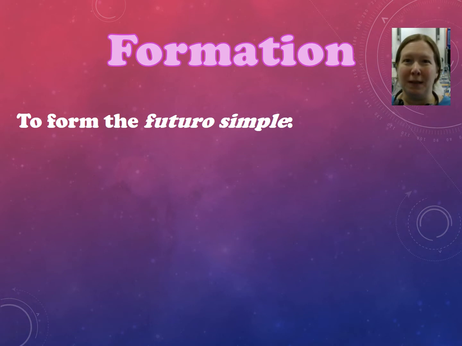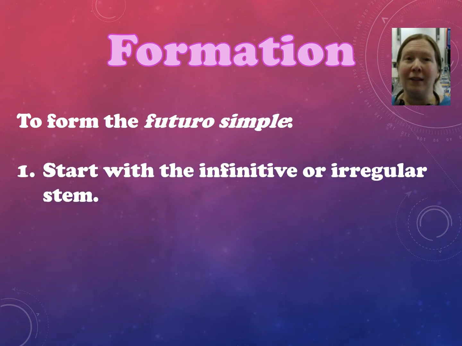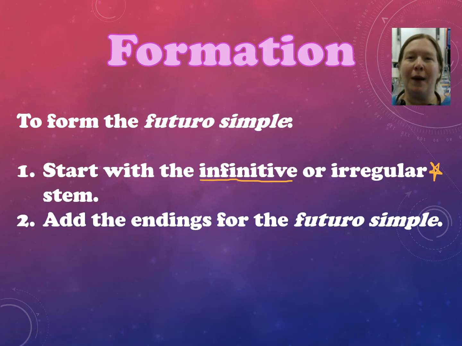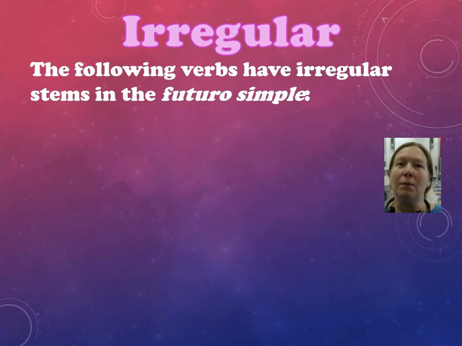To form the futuro simple, you're going to start with either the infinitive or the irregular stem. Most of the time, you're going to start with the infinitive, but there are a few times where you might start with the irregular stem. And then you are going to add the endings, and there is a different set of endings for the futuro simple. So again, most of the time you're just going to start with the infinitive. Don't take anything off, start with the entire infinitive. But there are a few times when you need to start with irregular stems.